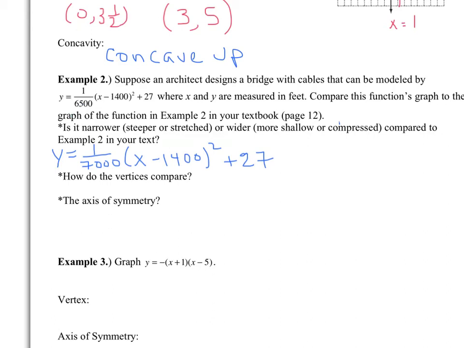The next question after that says, how do the vertices compare? Well, the vertex of the one that is in the notes is 1400, 27, so that's your h, k. And for the example on page 12, it is the exact same. So they are the same. And the axis of symmetry, well, if they both have the same x value, then the axis of symmetry are the same.